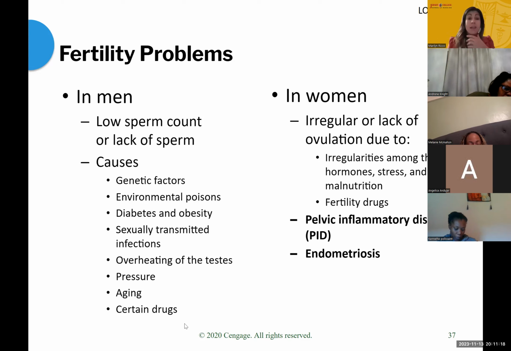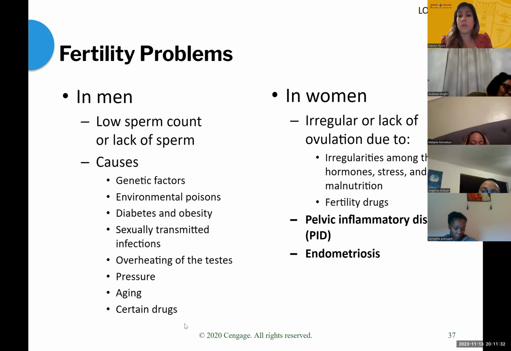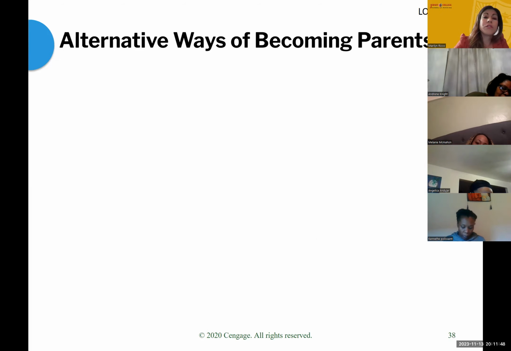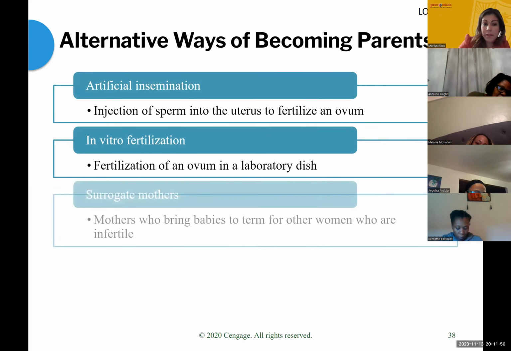Today, and we'll get into it later on, more and more women are struggling with ovulation issues, being able to ovulate, infertility, and all these things, or irregular cycles. Even though this list is so much smaller than men's, more women seem to struggle than men in some cases. So, alternative ways of becoming parents.